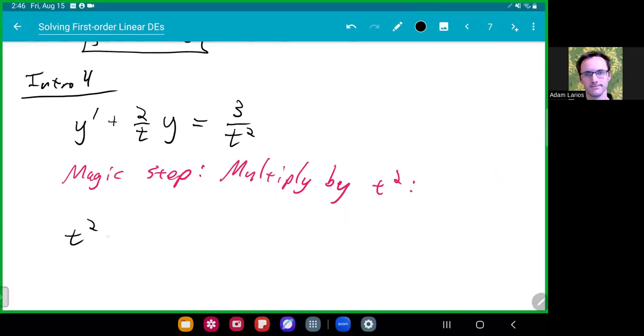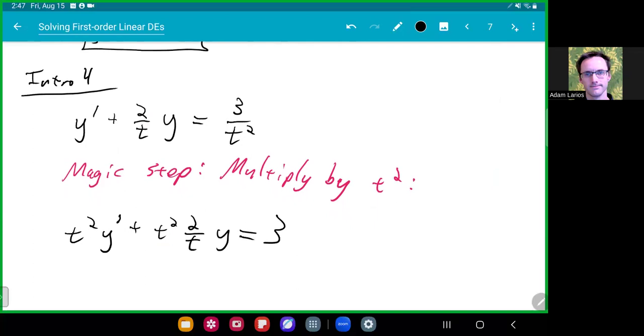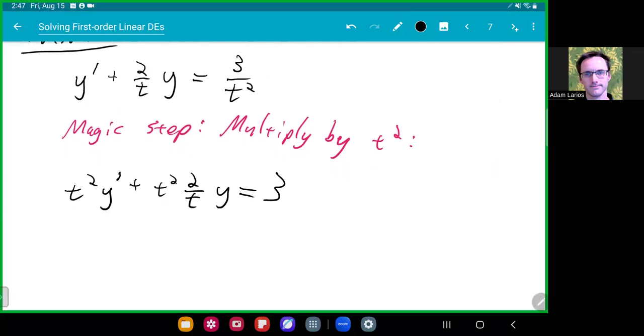So then we get t squared y prime plus 2 over t times, so let me write it like this, t squared times 2 over t, y equals 3. That's why I chose the t squared, because when we multiply, it just turns out to be something nice over here. It's not so clear why we chose the t squared, though. So, of course, this square cancels with 1 t on the bottom, so we get t squared y prime plus 2t y is equal to 3.